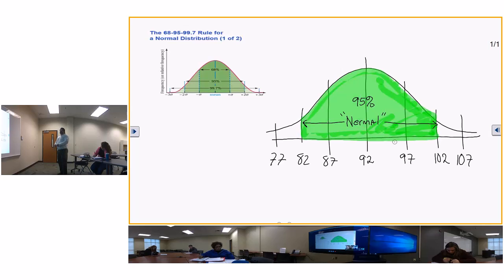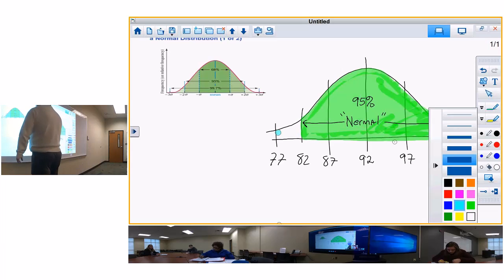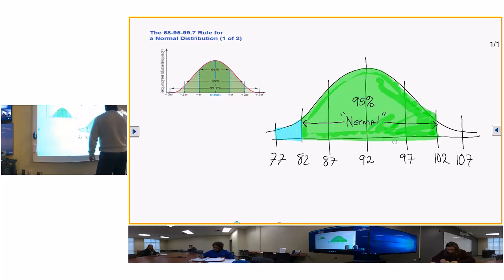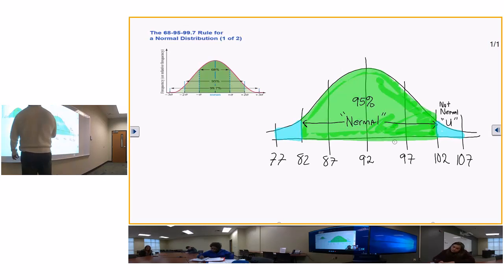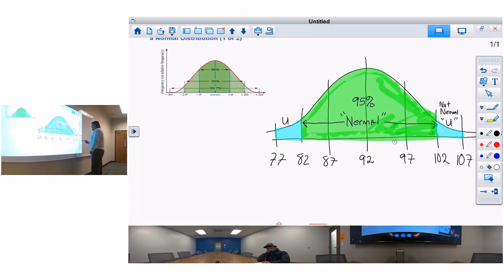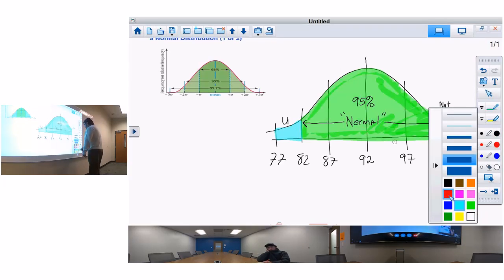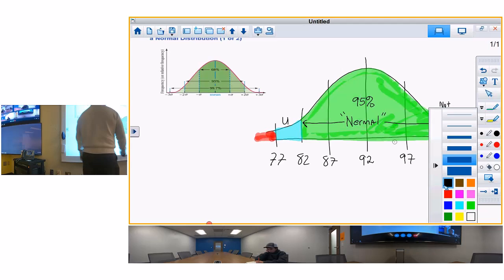So normal. Now, what's outside? Well, there's two more spaces outside. And I'm going to take one of them, and I'm going to highlight them blue. This out here, this right here is what we call not normal or unusual. I'm going to put not normal or what we call unusual. And I'm just going to put a big U for unusual. And that's between the second and the third standard deviation. And then outside of that, we're going to color red. And that's the reason I'm coloring it red is because this is very, very unusual. And this is what we call an outlier.